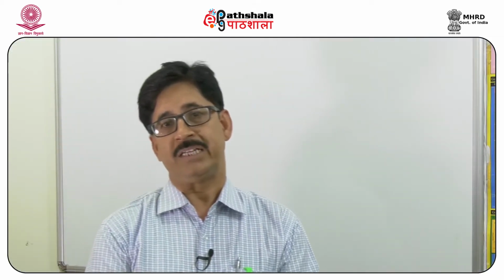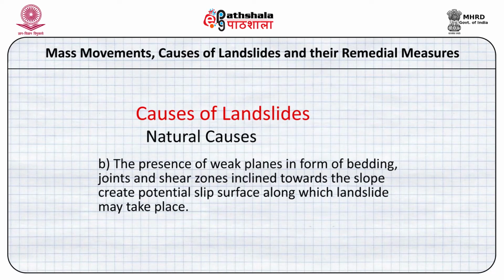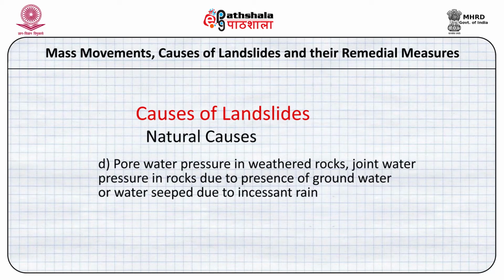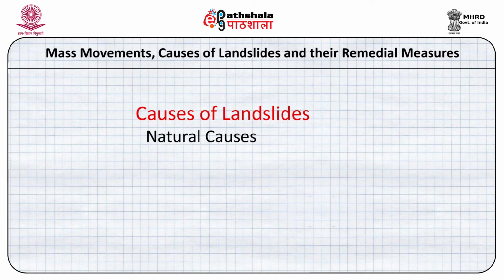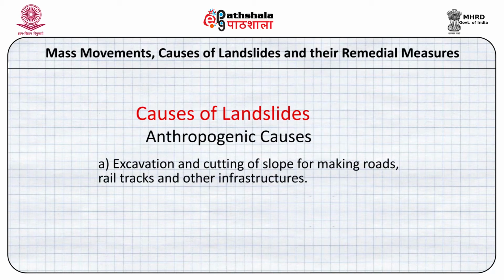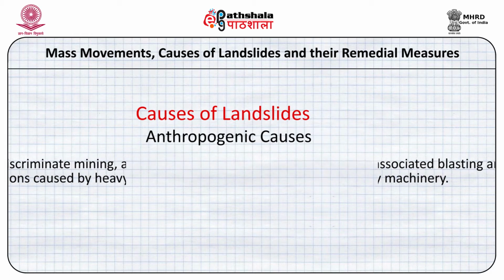The natural causes are mainly high angle slope, especially more than the angle of repose, steep slopes, heavy weight over the top of the slope, presence of weak zones along the joints, presence of clay, salt, serpentinite, etc. along the joint, heavy rainfall, and seepage of water along these joint planes, earthquakes, etc. The anthropogenic causes involve excavation along the hill slope, maybe for construction of houses, maybe for construction of road or railways, mining along the hill slopes, blasting, and deforestation.